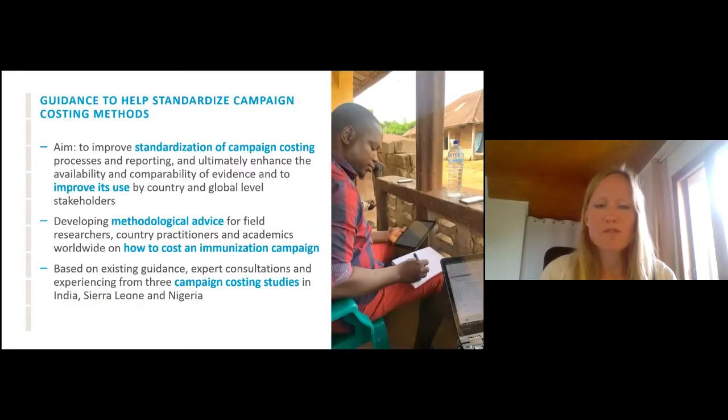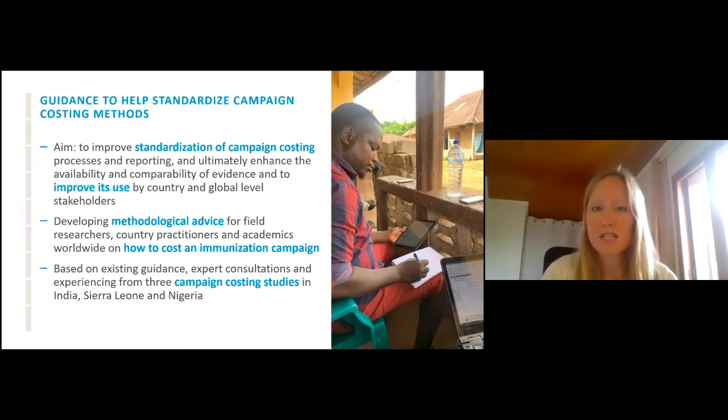And so the aim of our work was to improve the standardization of campaign costing methods so that the evidence coming out of campaign costing studies is more comparable and thereby more useful to practitioners at country level, but also at global level. And so our methodological guidance on how to cost immunization campaigns is largely built off of some existing guidance on costing methods, consultations with costing experts, and we conducted 3 immunization campaign costing studies as part of this work. And we followed an iterative process to test various methods in the field and to basically improve on these methods with each of these studies.